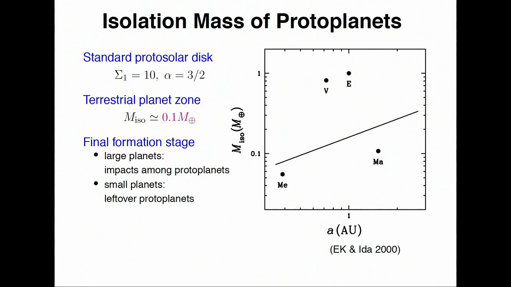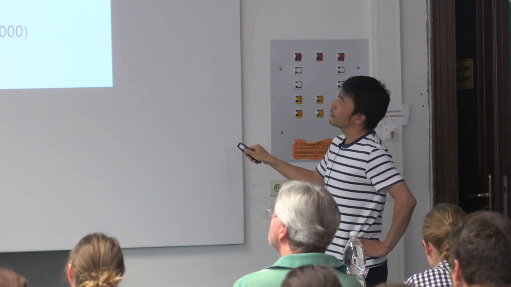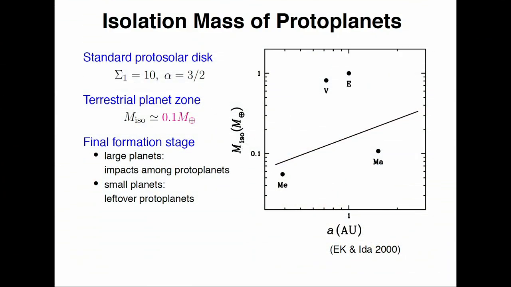Together with the Mercury, Venus, Earth, and Mars masses, for the standard protoplanetary disk for the solar system formation model, where sigma 1 is 10 and alpha is 3/2, we have this isolation mass, which is far smaller than the masses of Venus and Earth. But it's as high as those of Mercury and Mars, right? So from this figure, we infer that to complete large planets, we need more collisions between embryos. But maybe Mercury and Mars are leftover embryos, protoplanets.